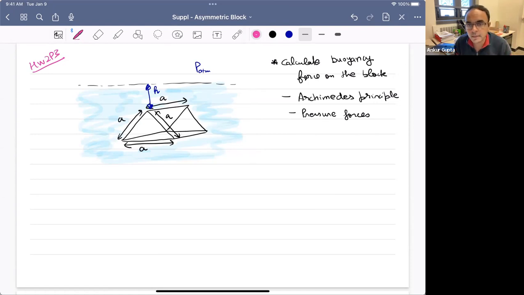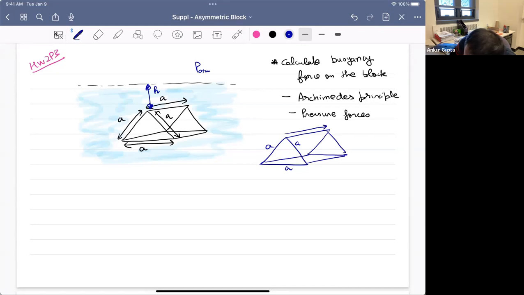So let's look at the problem and then I will try to go slow. There is some sort of vector math involved in this problem. Hopefully you can follow along, and it'll be a slightly longer video, but hopefully it will help you. The problem essentially focuses on this triangular block that is present fully inside water. As you can see, all the sides are A, so it's an equilateral triangle like this. Even within the plane, it has the same dimension A. So every dimension is A.